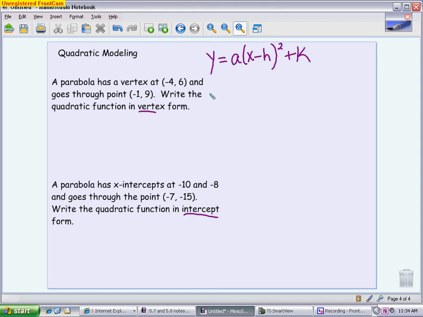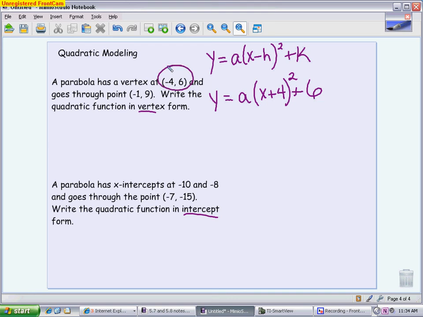What that means is, when I look at my parentheses, if the vertex is at x = -4, then in parentheses it must be x plus 4, because it's always the opposite sign in parentheses. And then if the y value is 6, that means we have a plus 6 out here. So that's the first thing that we need to write down. We need to take this vertex information and fill in the h and the k part of the formula.